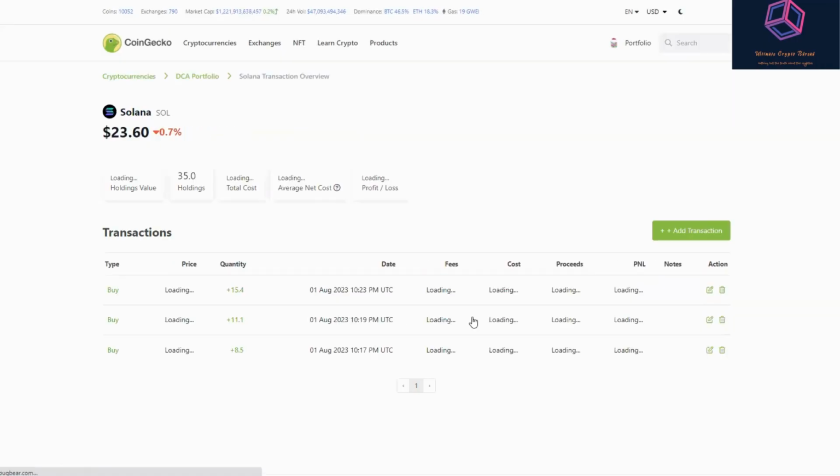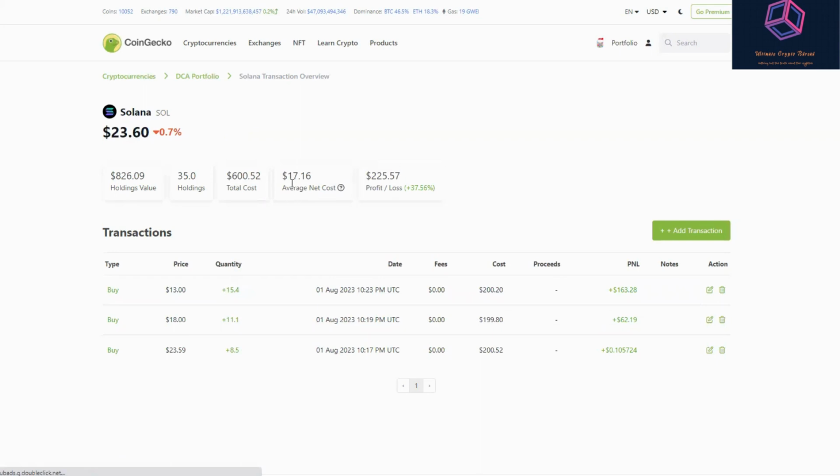And as you guys can see, our average cost has now gone down to 17.16, right? You now have 35 Solanas. You have spent $600. The average price you started with was 23.59, and now it has gone to 17.16. So if the price then jumps back up to close to our first buy entry, you are already in profit of 37%, $225 in profits.